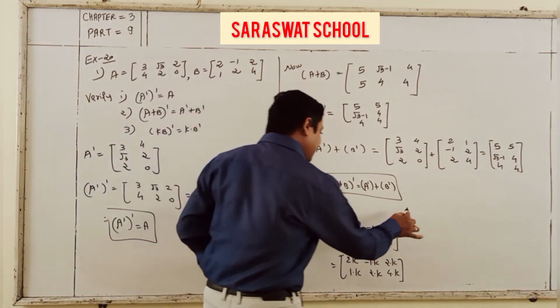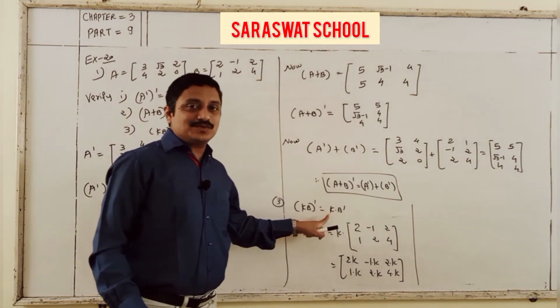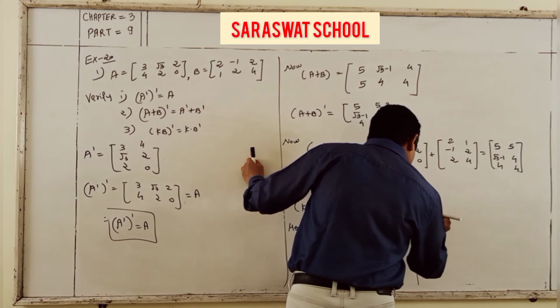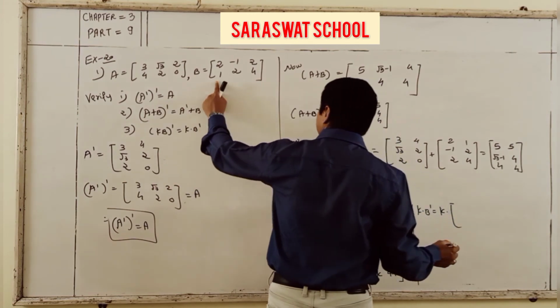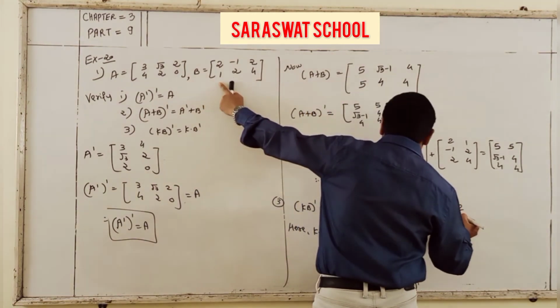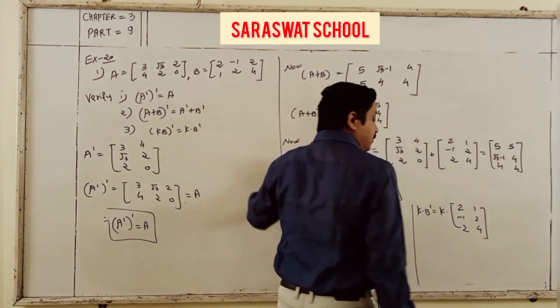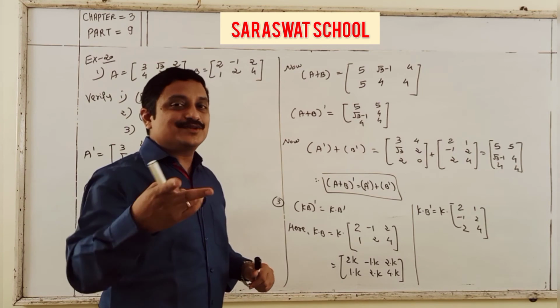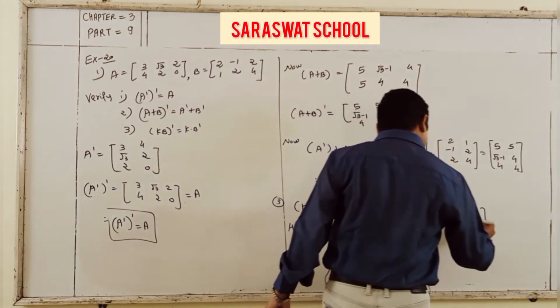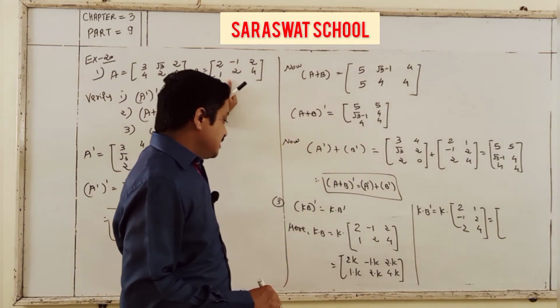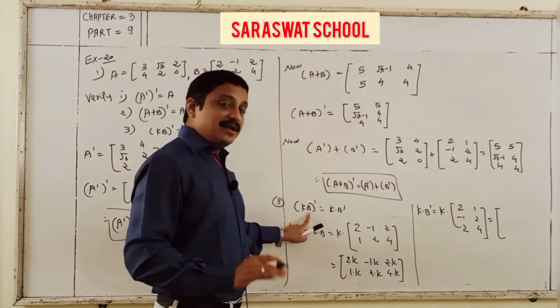Now similarly you will try KB dash. So my KB dash is K, but what is the B dash? This is your B: 2 1 minus 1 2 and 1 2 4. B dash means every row converting into columns. So my answer is that yes, this is your B, but I will get to KB dash. This is your only KB. Now KB dash is pending.